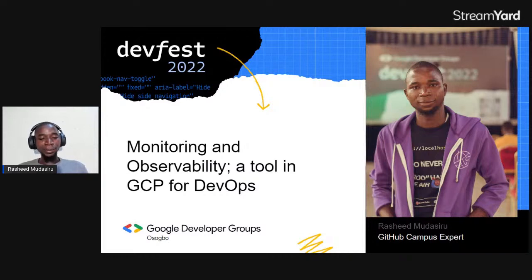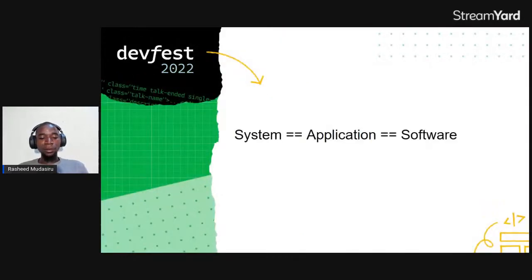In this presentation, when you hear me saying system, application, or software, I mean the same thing. They may not be exactly the same outside, but according to this presentation, when you hear me say system, application, or software, I'm still referring to one same thing.